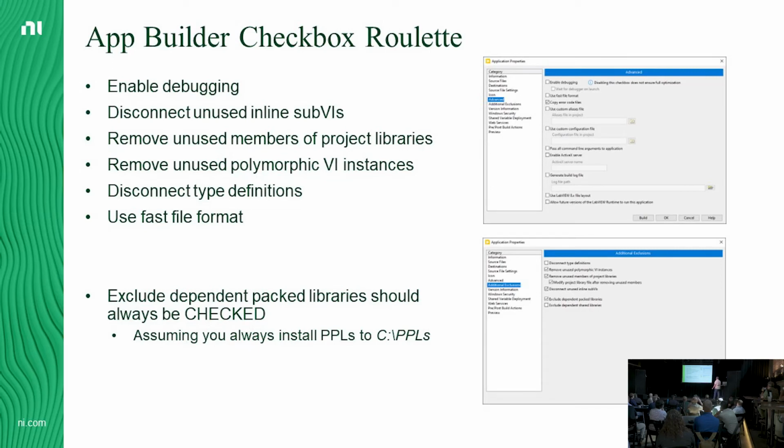And then down from there, disconnecting, I use inline sub-VIs. That one usually can fix, I think, malleable VI issues. Unused poly instances maybe can. It's hard to remember which one's which, because usually I just go in and start clicking. That's why it's checkbox roulette. You just kind of check some and see what happens, right?